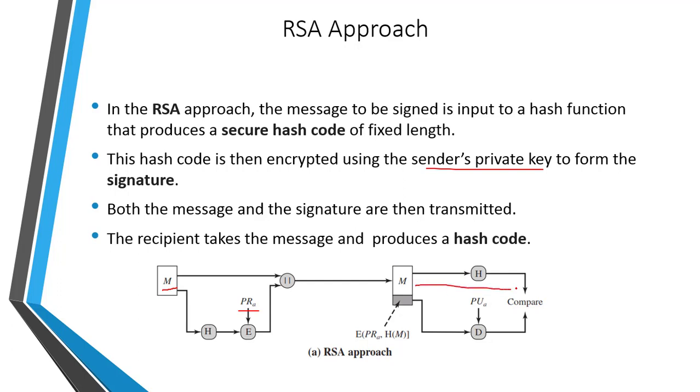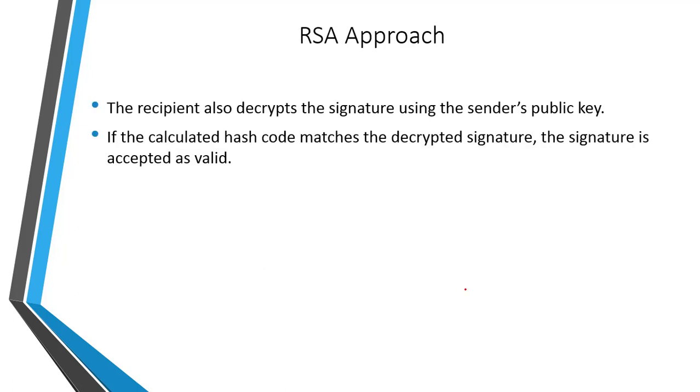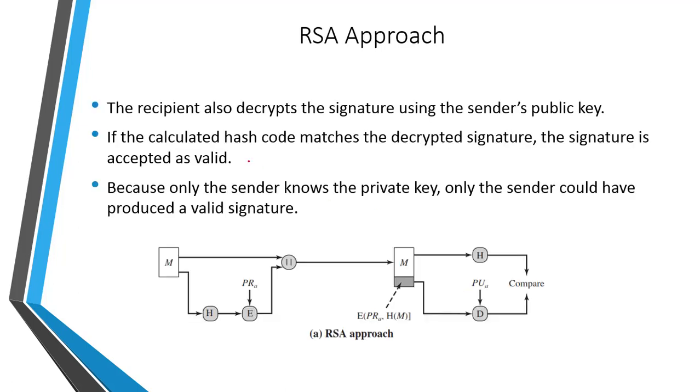The recipient takes the message and produces the hash code of the received message. After that, the recipient also decrypts the signature using the public key of the sender. Because only the sender knows the private key, only the sender could have produced the valid signature. And here the calculated hash code and the decrypted hash code are compared to verify.